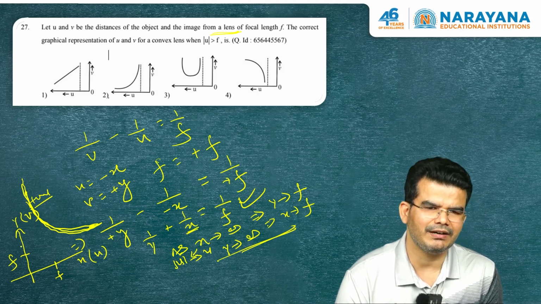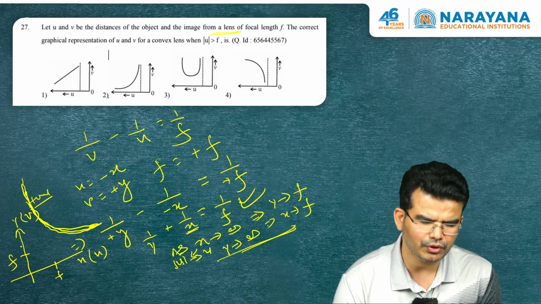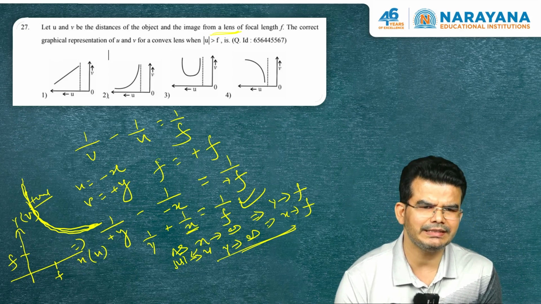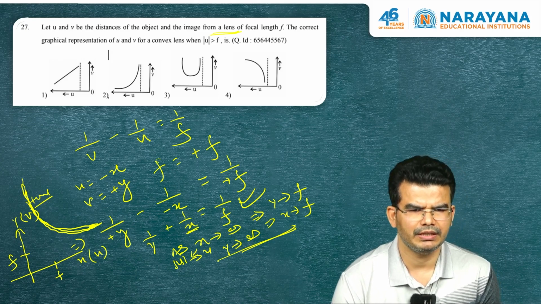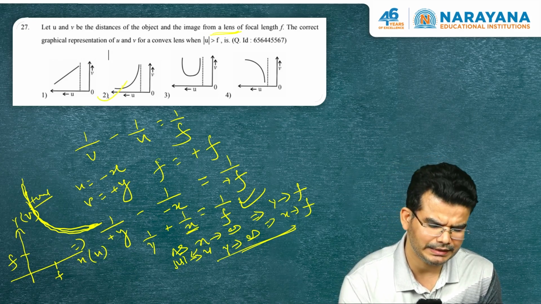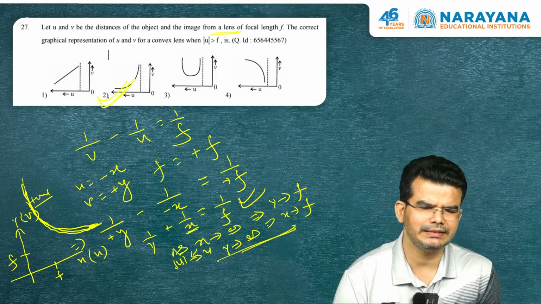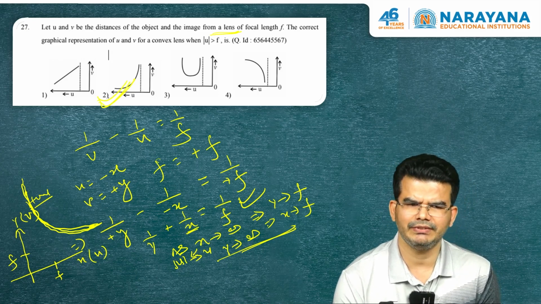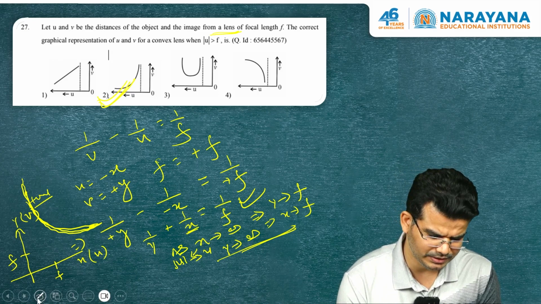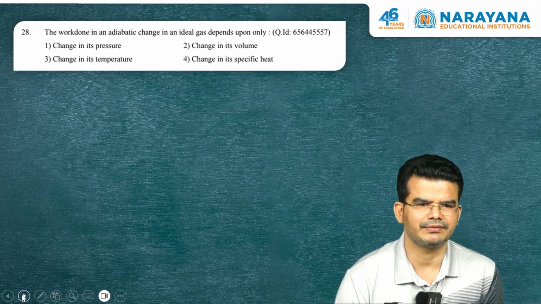Now, this graph you can see out of 4 options in which you can see this graph. So, you can easily understand second is the correct answer. So, the correct answer is second. Very simple. It is a theoretical question and every time we discuss this in class. So, very simple question. Okay. Let us come to the next one.